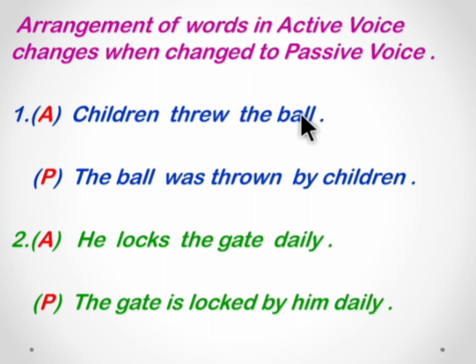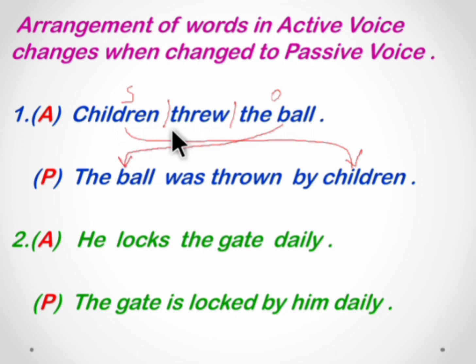Children threw the ball. So, children is the subject, threw is the verb, and the ball is the object. When this is changed into passive voice, children will become the object of the passive voice. That is, the subject in the active voice will become the object in the passive voice. The object in the active voice will become the subject in the passive voice.